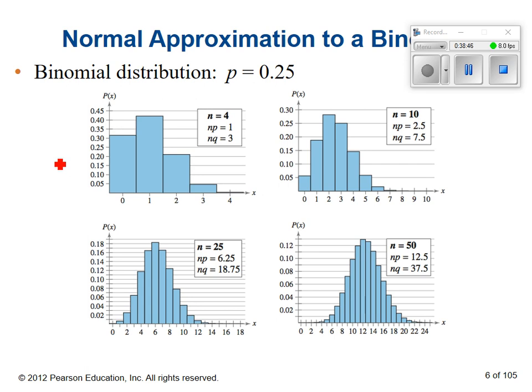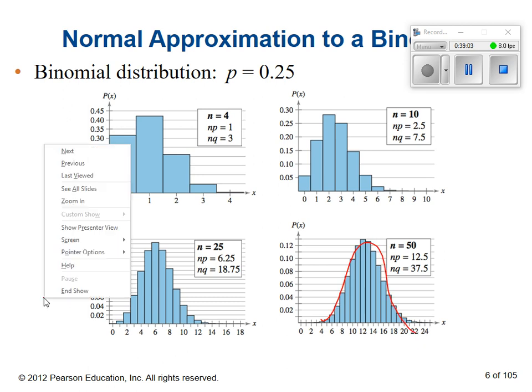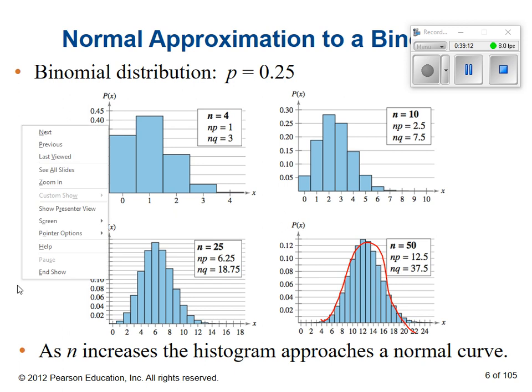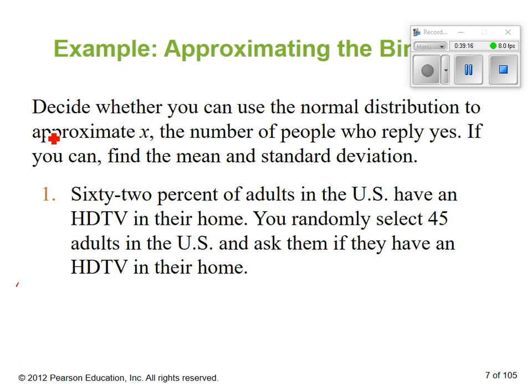That's a sample size of 10. Then we got a sample size of 25. Does that look normal? Yeah. Then we get a sample size of 50. That one really looks normal, right? It looks like the normal curve would fit right on there. So the bigger your sample size, the better it's going to fit the normal curve, and the more precise we're going to be able to be with our calculations.